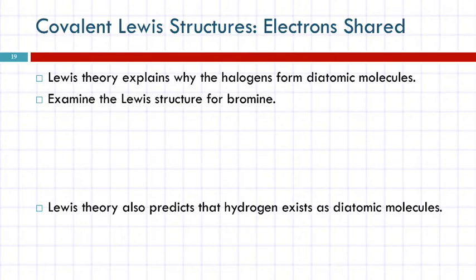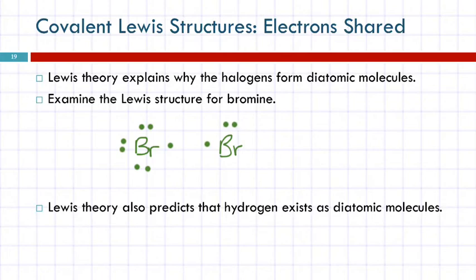So we've talked about the 7 diatomic elements, and Lewis theory explains why they do this. So let's look at bromine very quickly. I know we're running out of time. So here's bromine. Bromine has 7 valence electrons. 1, 2, 3, 4, 5, 6, 7. Bromine is not happy by herself.